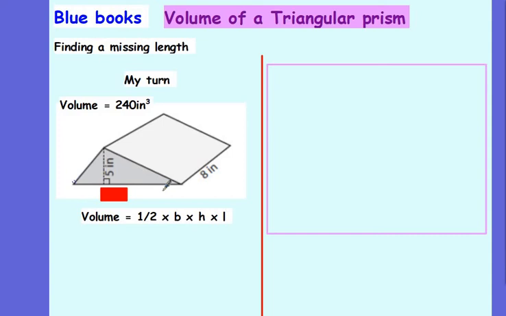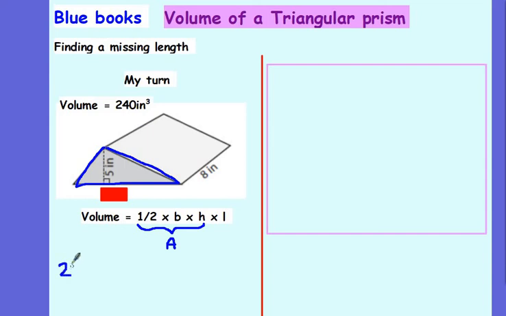To start off with, I've been told the volume of this triangular prism is 240 inches cubed. I know that the volume is given by the cross-sectional area times the length. Only this time, my cross-sectional area is a triangle. And we know area of a triangle is half times base times height. So I know my volume is half times base times height. This bit's the area, multiplied by the length. Let's substitute in all the values I've been given.